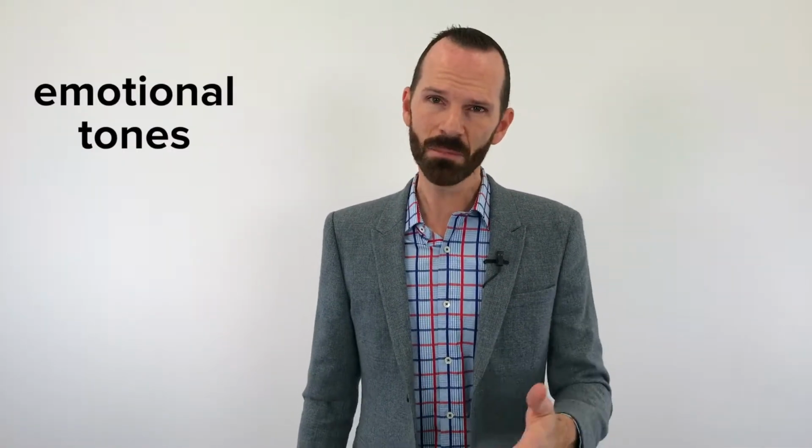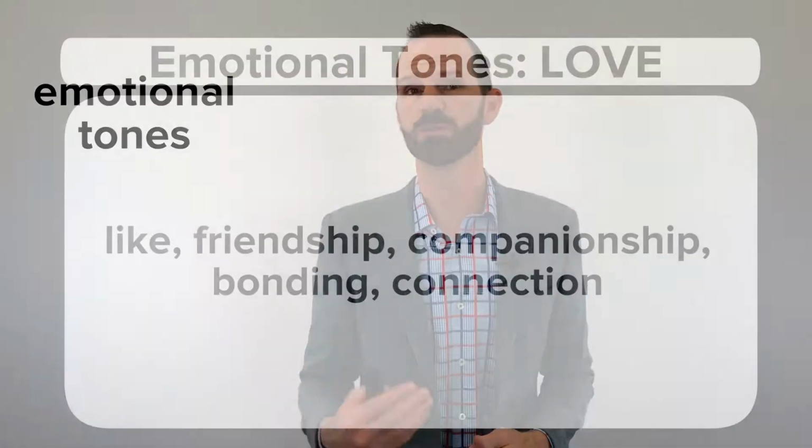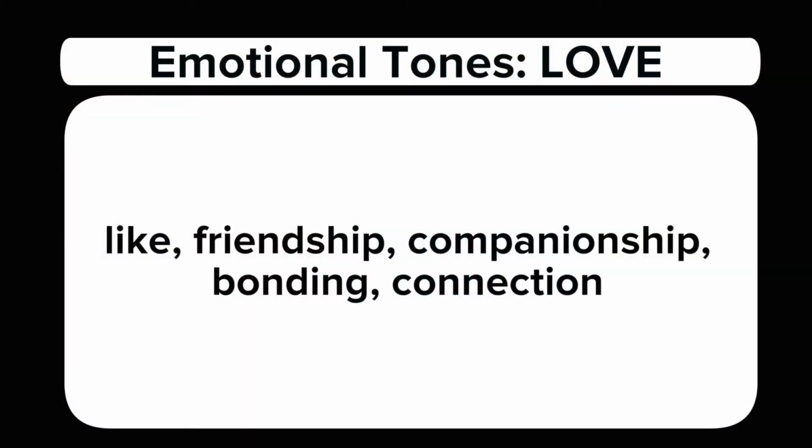Rather than go after these primary emotions head on, we may want to dial them back a bit, tone them down. There are some mild emotions or secondary emotions that lead to or point to those stronger primary emotions. In fact, these toned down emotional words we'll call emotional tones. Allow me to give you a few examples of emotional tones. Instead of love, we have like, friendship, companionship, bonding, and connection.